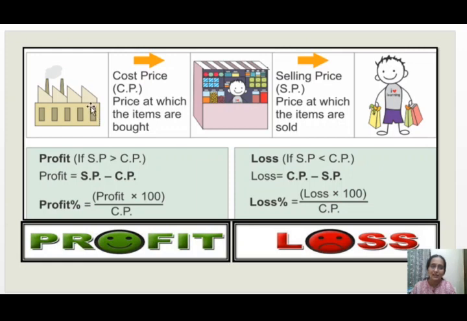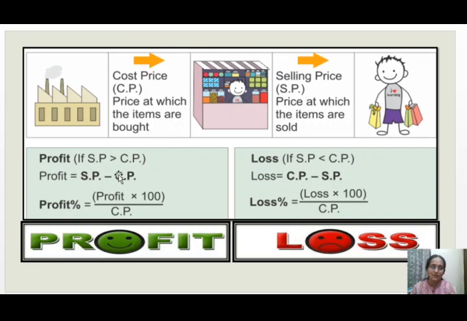The price at which the items are bought is known as cost price. And if you spend some money for repair or something over that, it should be added to the cost price. It is considered as overhead charges. The price at which the items are sold is known as selling price. So it's very easy to get the concept of cost price and selling price.